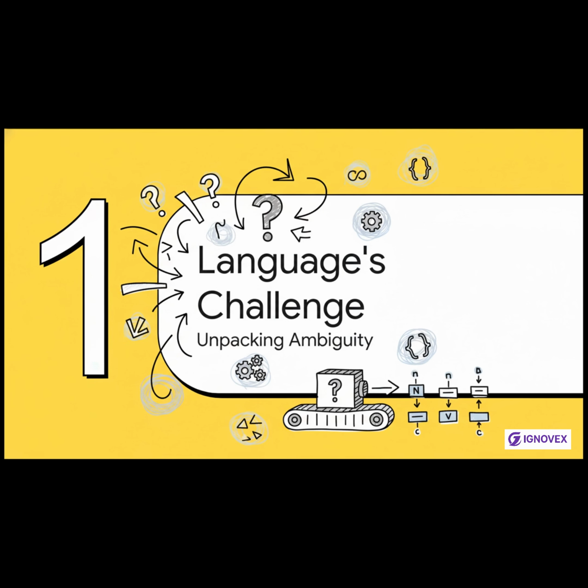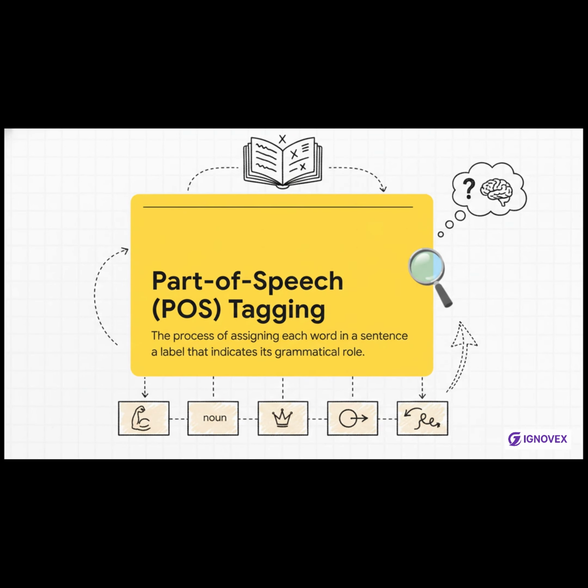And the key to cracking that code is this process we're talking about, part-of-speech tagging. So what is it exactly? Well, you can think of part-of-speech tagging, or POS tagging, as basically going through a sentence with a digital highlighter. For every single word, the computer attaches a label, noun, verb, adjective, and so on. It's almost like we're teaching the computer how to diagram a sentence, like we did in school, so it can finally see the hidden grammar underneath.